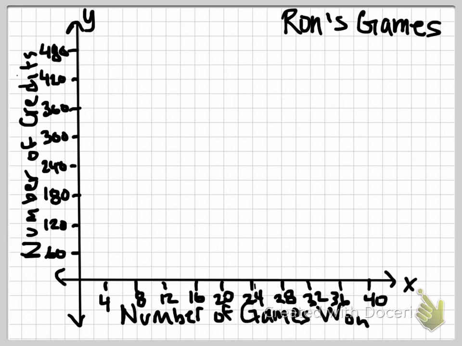Our first point is at 0, 120. Our second point is at 12, 216. Our third point is at 18, 264. Our fourth point is at 25, 320. And our fifth point is at 40, 440.